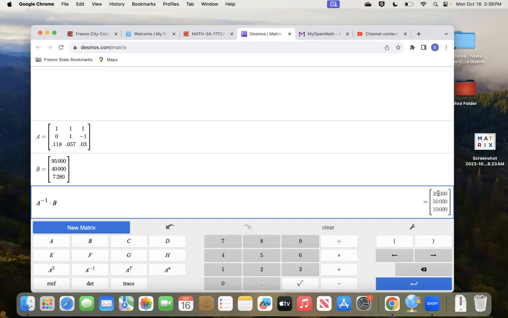That's the SBC. Stocks, 35,000, bonds, 50,000, CDs, 10,000. And if you look back, that was the original answer given. The answer was on the screen. Those are the 3 answers to the problem. That's all you've got to do. Take the first matrix, put it in, the second matrix, B, and then take A inverse times B, and it solves it. And so there we go.